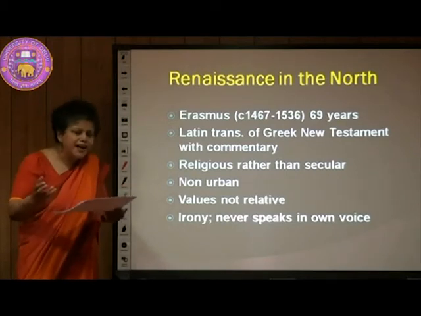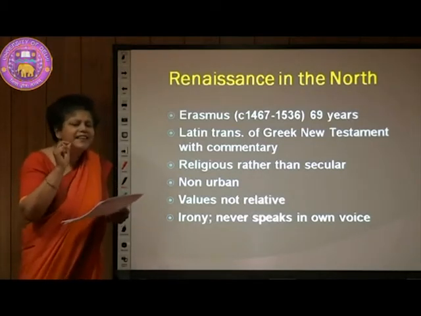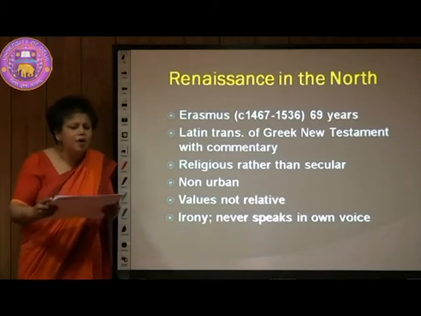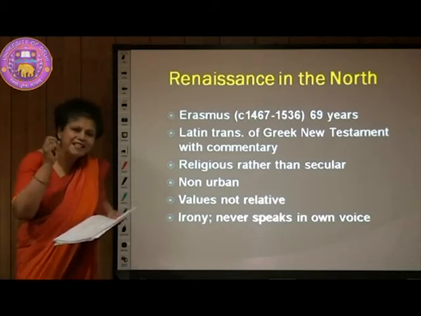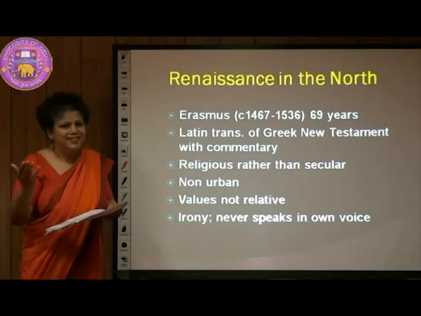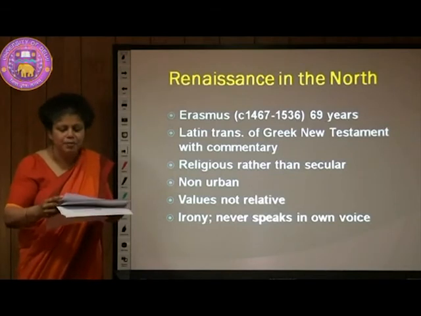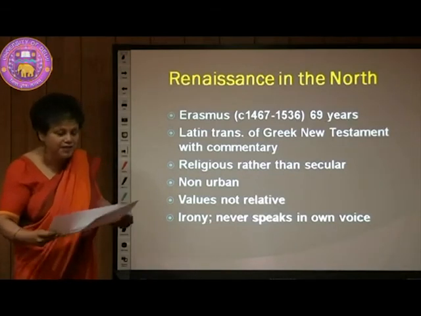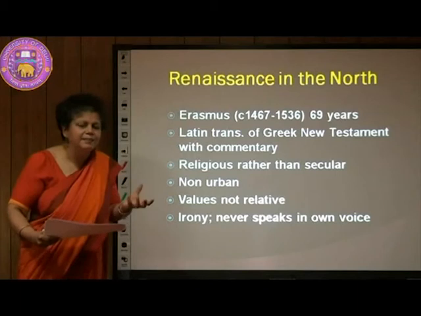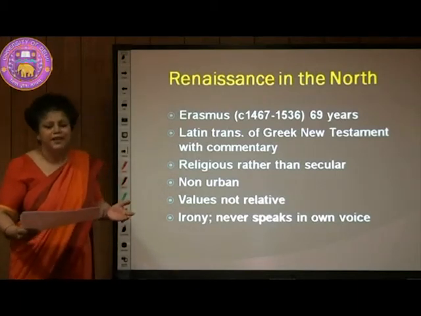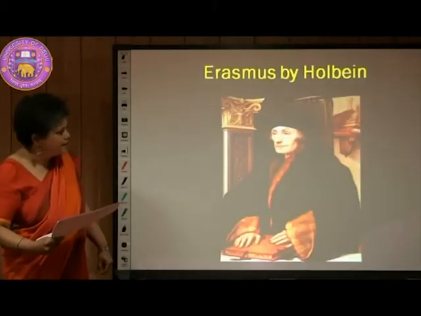And Erasmus also writes these marvelous colloquies, and of course his masterpiece, The Praise of Folly, where he uses irony and never speaks in his own voice. And what is ironic is that Erasmus's Greek New Testament, the translation of it, makes possible the rise of Protestantism. But actually Erasmus was an enemy of Protestantism. He didn't believe in Protestantism, and he has all these arguments with Luther about it. But it is his erudition that makes the Bible available to millions more than it was available to earlier. This is a beautiful portrait of Erasmus by Holbein.